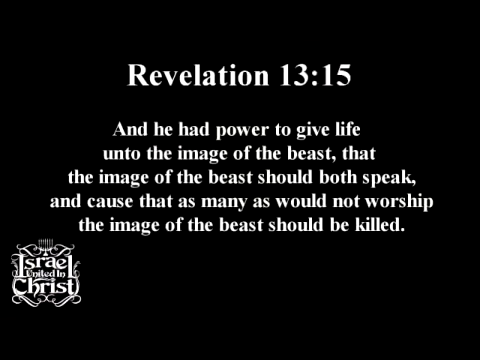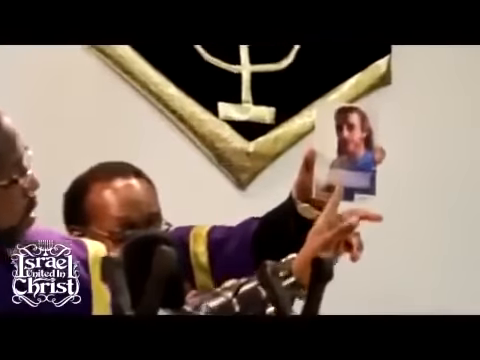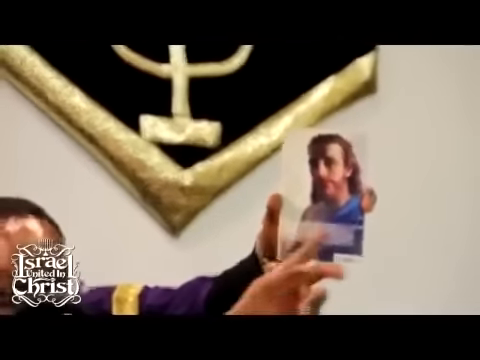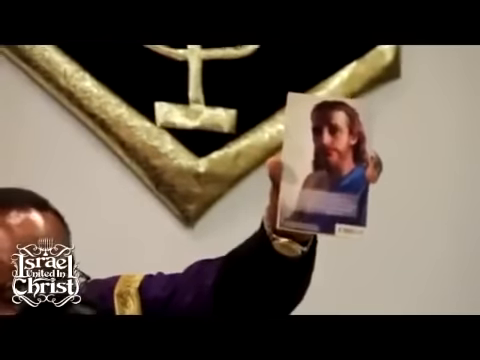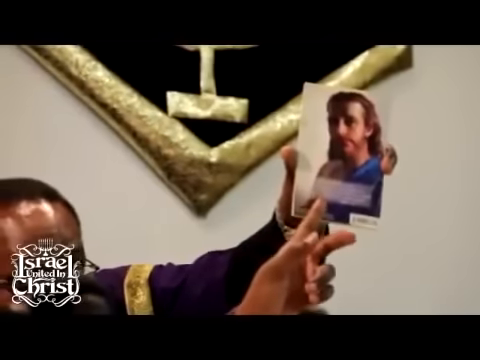Verse 15. And he had power to give life unto the image of the beast, that the image of the beast should both speak. Stop. Here's another example. Turn it around so they can see. Here's the image of the beast speaking. They actually have up under this picture the scripture, John 3:16. So you think that this guy said these words, for God so loved the world that he gave his only begotten son. This is the son of God. You're saying this is Jesus. Exactly. They're saying he is the one that came down to fulfill the scripture and spoke these words. So that's an example of how this image speaks.